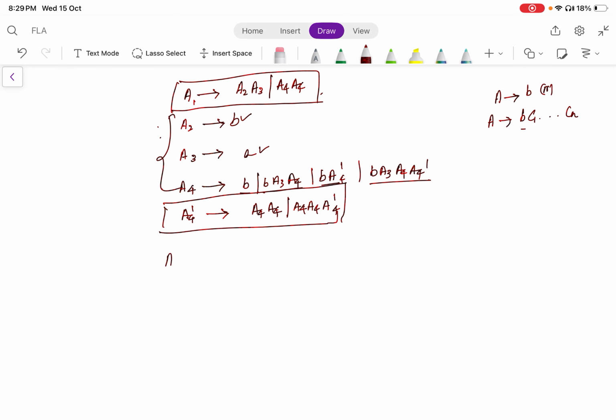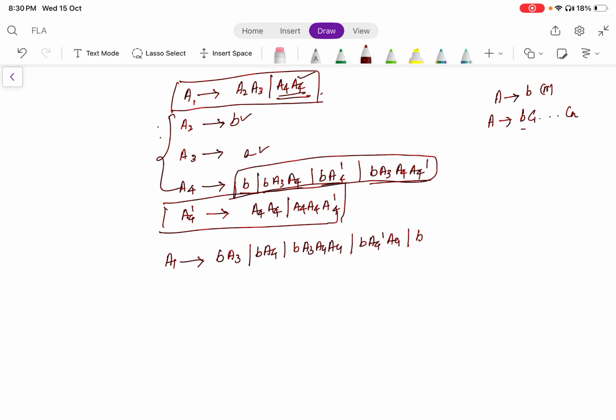So I will take A1 first. In A1, if you substitute B in place of A2, you will have it in GNF. In A4, you substitute the whole productions of A4, it will be in GNF. So B A4 or B A3 A4 A4. This A4 is already there, so you have to include that as well. B A4 dash A4. B A3 A4 A4 dash A4. Now this A1 is also in GNF.